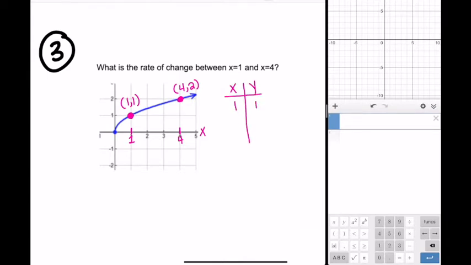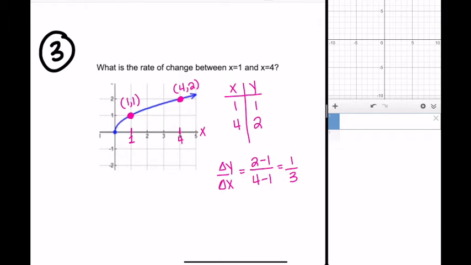So we have the point (1, 1) and (4, 2), and we want to find the change in y over change in x. So the change in y, we would do 2 minus 1, and change in x, 4 minus 1. So 2 minus 1 is 1, 4 minus 1 is 3, so that's a change of 1/3.